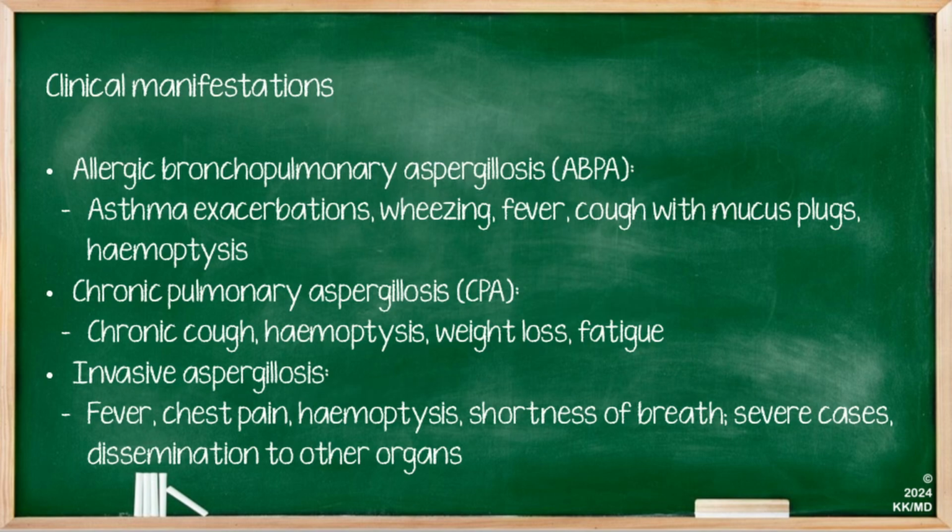The clinical manifestations of aspergillosis can be variable. First of all, there is allergic bronchopulmonary aspergillosis, or ABPA, which comprises exacerbations of asthma, wheezing, fever, cough with mucus plugs, and hemoptysis. Then we have chronic pulmonary aspergillosis, which comprises a chronic cough, hemoptysis, weight loss, and fatigue, so becoming much more systemic. And finally, invasive aspergillosis, which comprises a fever, chest pain, hemoptysis, shortness of breath, and in severe cases, you can see dissemination to other organs.